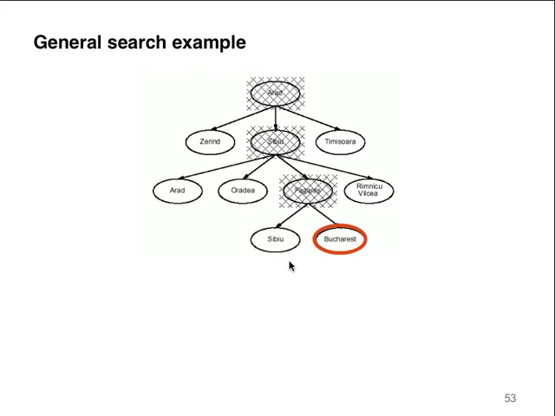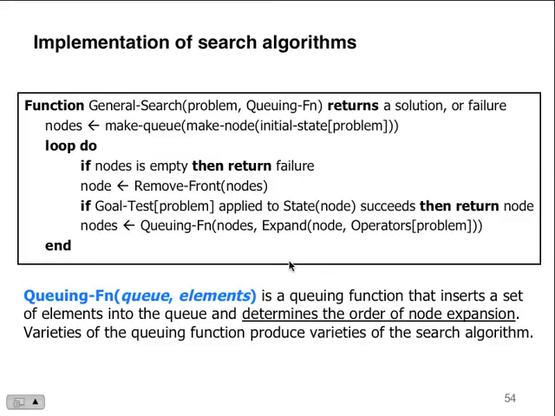So for the implementation of the search algorithm, we can use what's called a queuing function. And if we do a queuing function, this is where some of the interesting programming languages come into play, like Scheme and Lisp and Prolog.